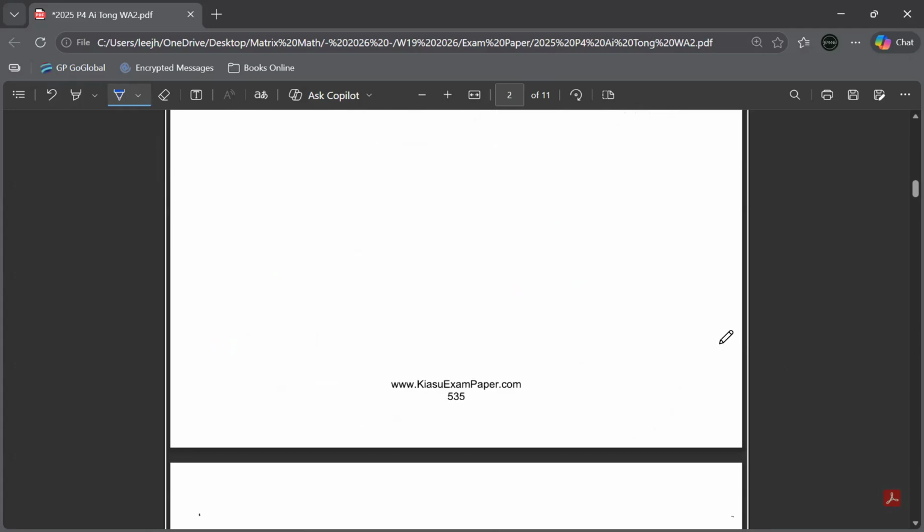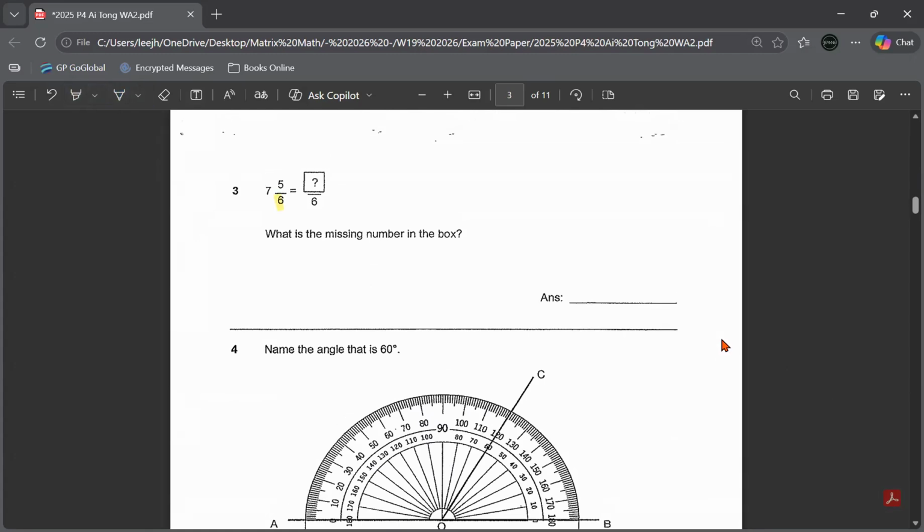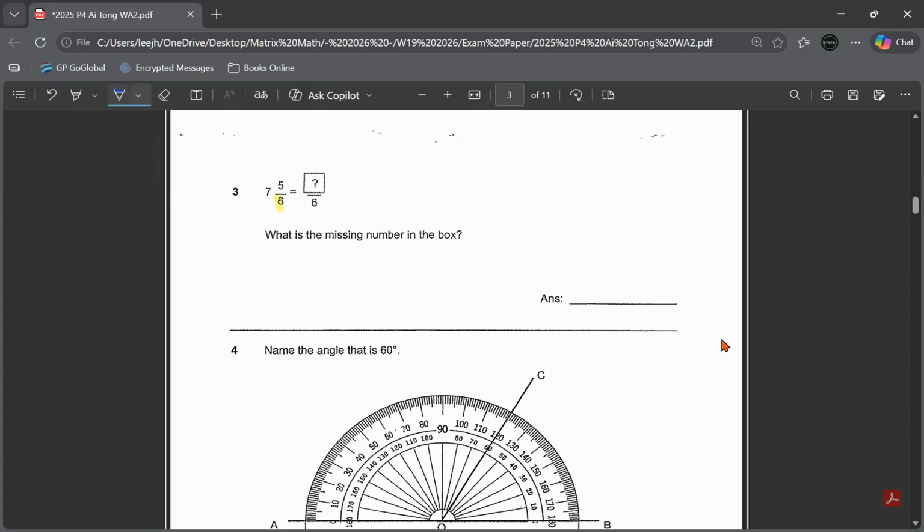Question number, sorry, scroll down. Question number 3. 7 wholes by 6 is equal to something over 6. So which means that this will be an improper fraction. So what's the missing number in the box? So it means there'll be 7 wholes of 6 over 6. Already say, depending on your denominator, you express 1 whole out. 1 whole will be, guys, 1 whole equals to 6 over 6.